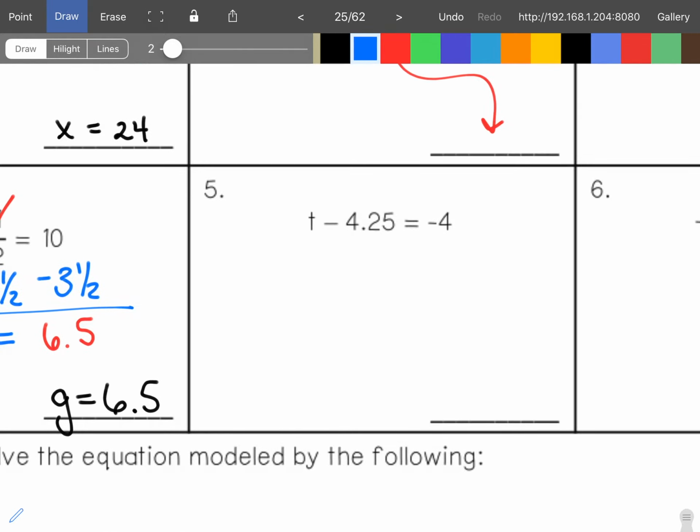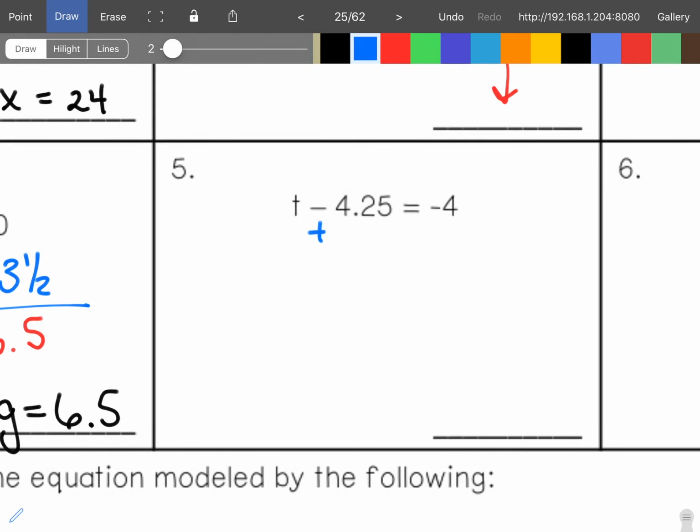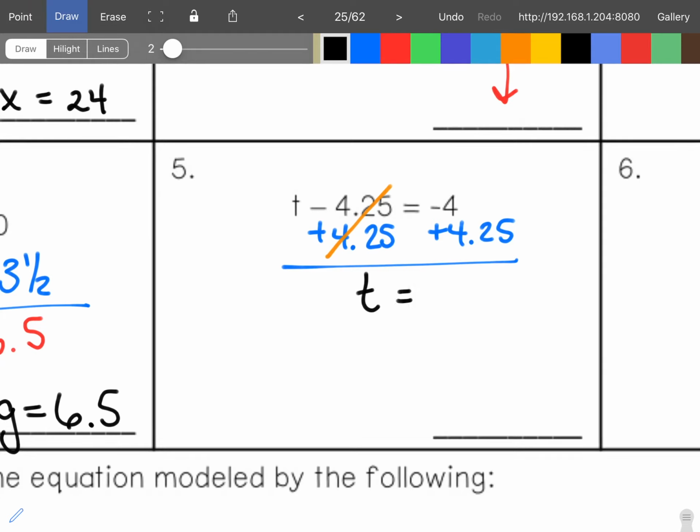Number 5, this says t minus 4.25. So the opposite of subtraction is addition. So we are going to add 4.25. Now remember, we just did that to the left side of the equal sign, so we need to do the same thing on the right side of the equal sign. Negative 4.25 plus positive 4.25 is 0. So we can bring down our t equals, and then a negative 4 plus 4.25 is going to leave us with 0.25. So that is my answer.